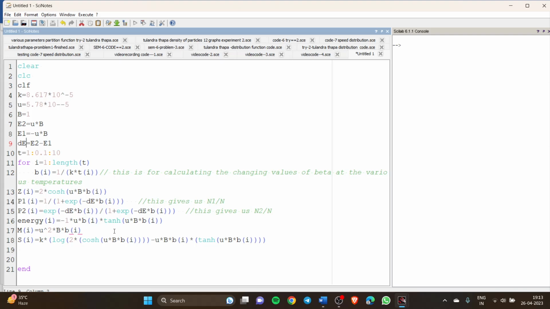I will give you another session. You can simply calculate the value of nu B and Kt, and it will be much simpler than this. And now you have to write S is equal to K into log 2 into cosh nu B upon KT, cosh nu B upon KT minus nu B upon KT into tanh nu B upon KT.